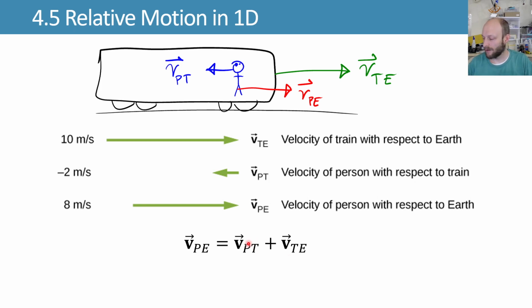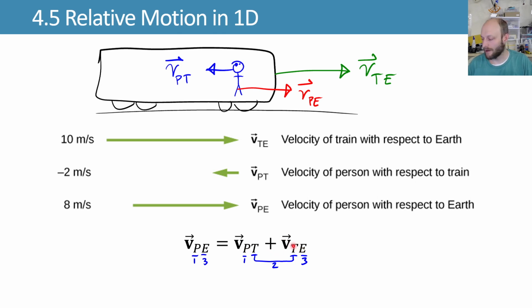And here you can look at these subscripts, person with respect to the train, train with respect to the Earth. You can kind of look at this and see that the train is on the second position here and on the first position here. So combining these, we kind of eliminate them and we end up with the velocity of the person with respect to the Earth, right? So person to the train, train to the Earth, get rid of those in the middle, and you get person with respect to the Earth.